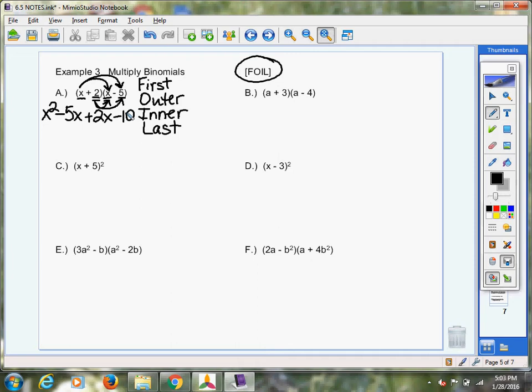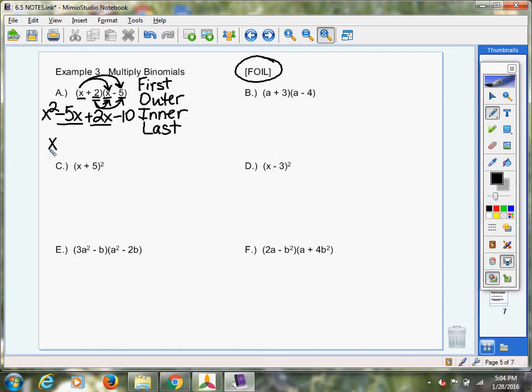Now, you're not quite done. Before you leave FOIL, you are looking for like terms. A lot of the time, your like terms are going to be the two middle ones, the outer and the inner. So let's take a look at outer and inner. I've got -5x, and I've got positive 2x. Those are like terms. They both have x. They're both raised to the first power. We need to combine these.